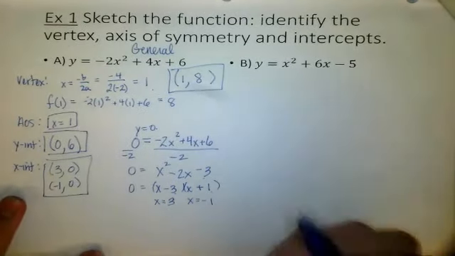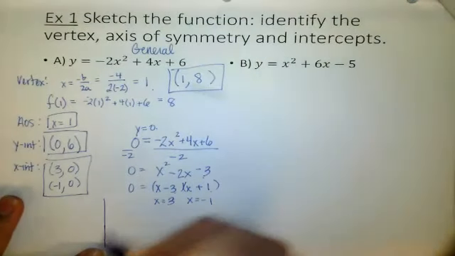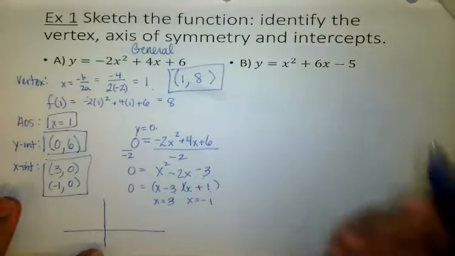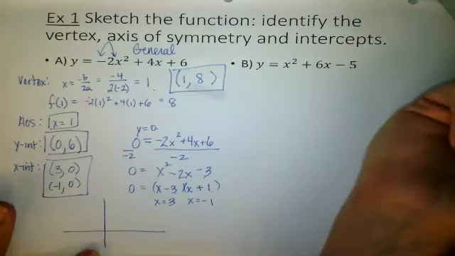So I am going to make a super, super quick sketch here. Is this an up parabola or a down parabola? How do you know it's a downward facing parabola? Yeah, the negative in front makes it a downward facing parabola.